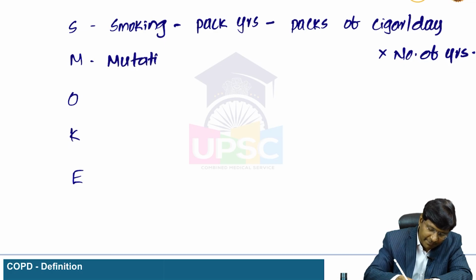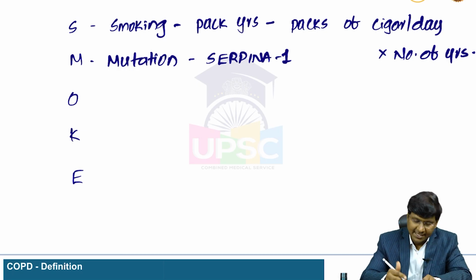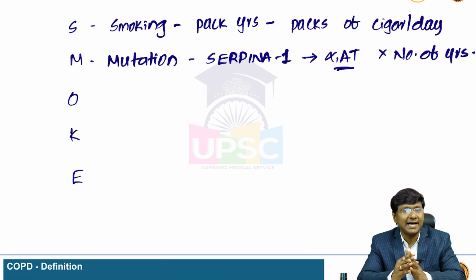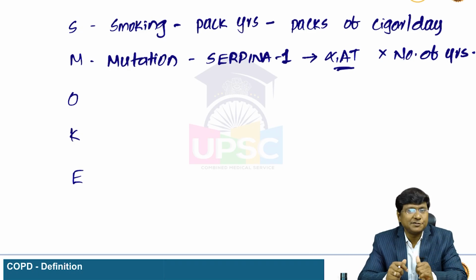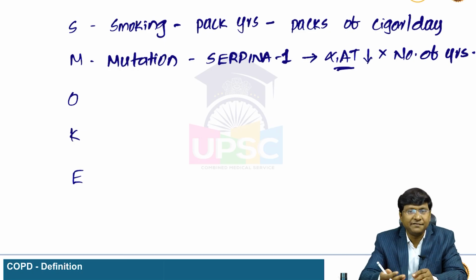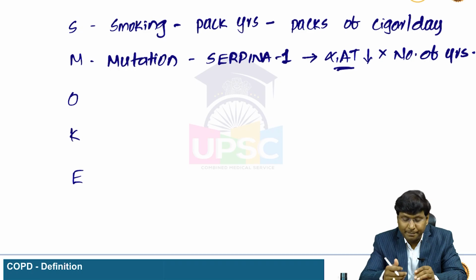Mutation of a very important gene, that is SERPINA1 gene, right? That is SERPINA1 gene. And SERPINA1 gene is the one which will code for a protein, that is alpha-1 antitrypsin. So whenever there is mutation of this SERPINA1 gene, there will be alpha-1 antitrypsin deficiency, and that can predispose to the development of the COPD.